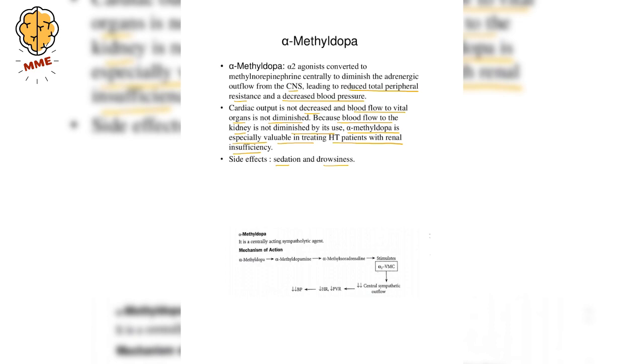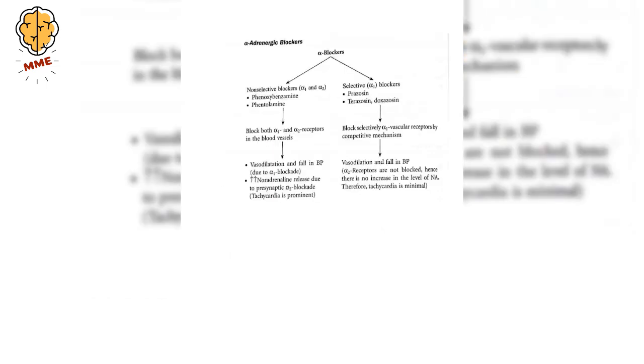Now, for the mechanism, alpha methyl dopa is given, then it gets converted to alpha methyl dopamine. Alpha methyl dopamine gets converted to alpha methyl noradrenaline, which stimulates alpha 2 receptors on the vasomotor center, which decreases central sympathetic outflow. Heart rate and peripheral vascular resistance decrease, and in turn, blood pressure decreases.